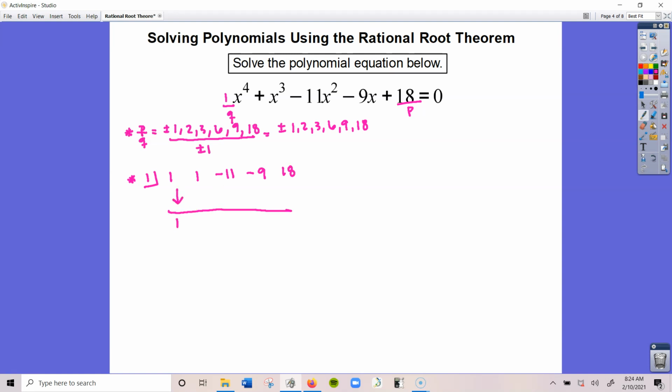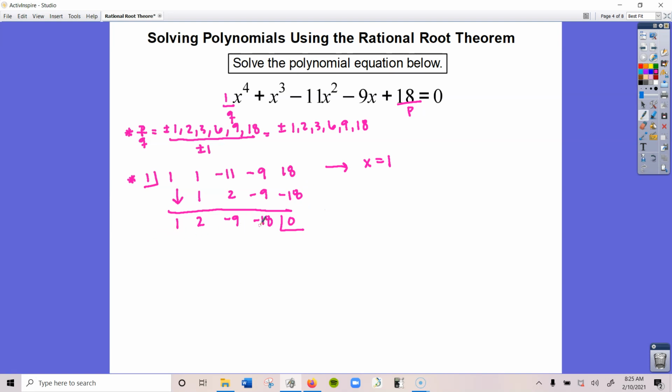Bring down the 1. 1 times 1 is 1. This is 2. 2 times 1 is 2. Negative 11 plus 2 is negative 9. Negative 9 times 1 is negative 9. Negative 9 minus 9 is negative 18. And negative 18 times 1 is negative 18, leaving me with a remainder of 0. So right away, I know that x is equal to 1. That is one of my roots since I end up with 1.